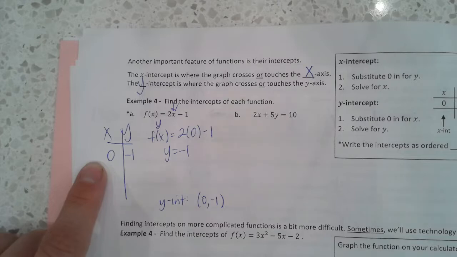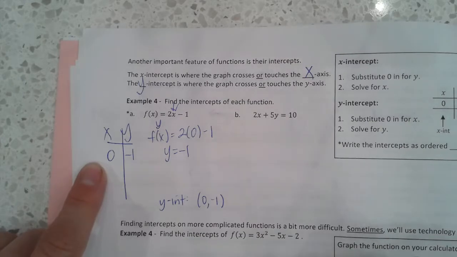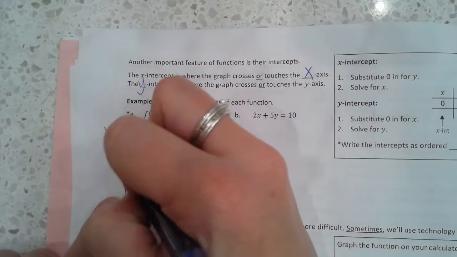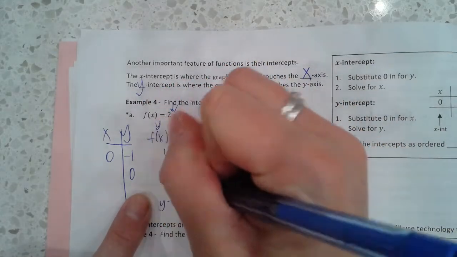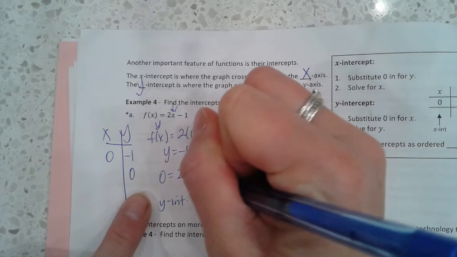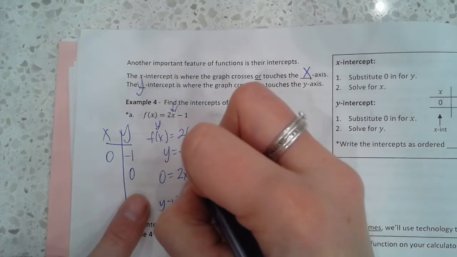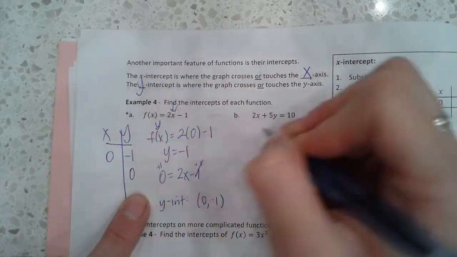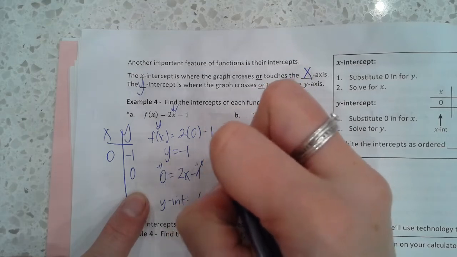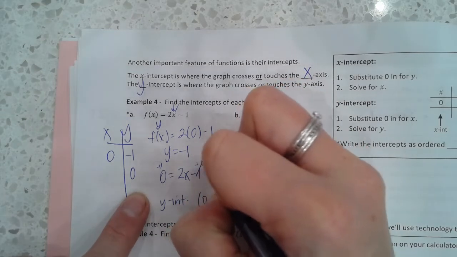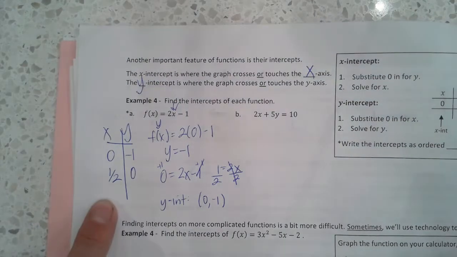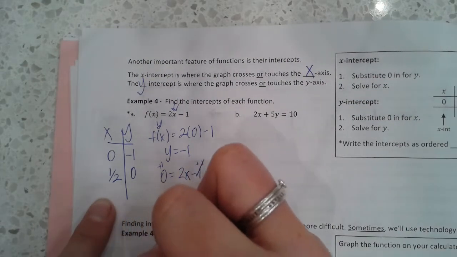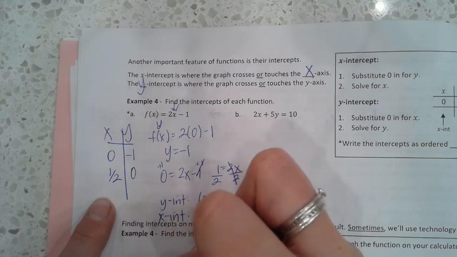Now, in order to figure out what the x-intercept is, we're going to make y 0. And what that looks like is plugging in a 0 for y up at the front and then solving for x, which is 2x minus 1. So we would add 1 to each side. So now we have 1 equals 2x, and divide by 2. So x is a half. So then your x-intercept is (1/2, 0).